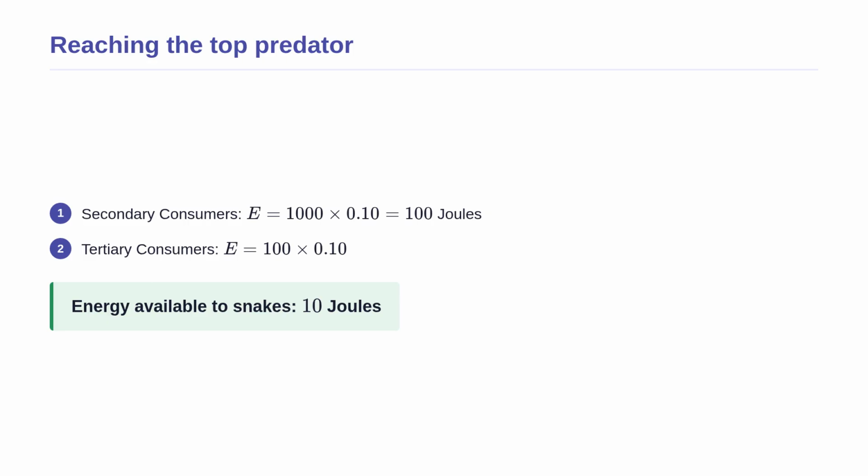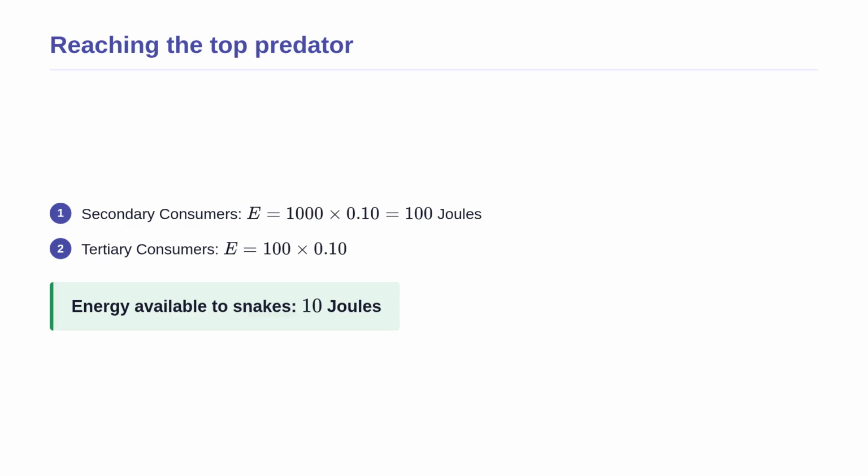Continuing with our grassland food chain, we now move up to the secondary consumers. The frogs eat the grasshoppers, but they only manage to extract 10% of the grasshopper's stored energy. Multiplying the available 1,000 joules by 0.10 leaves the frogs with just 100 joules.